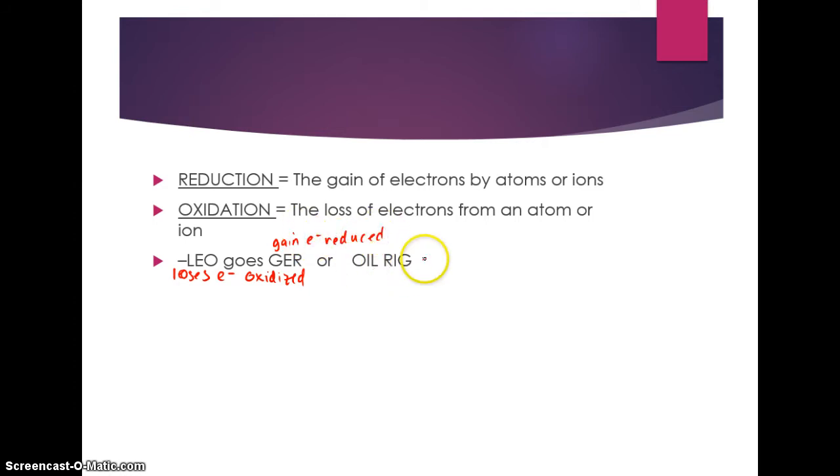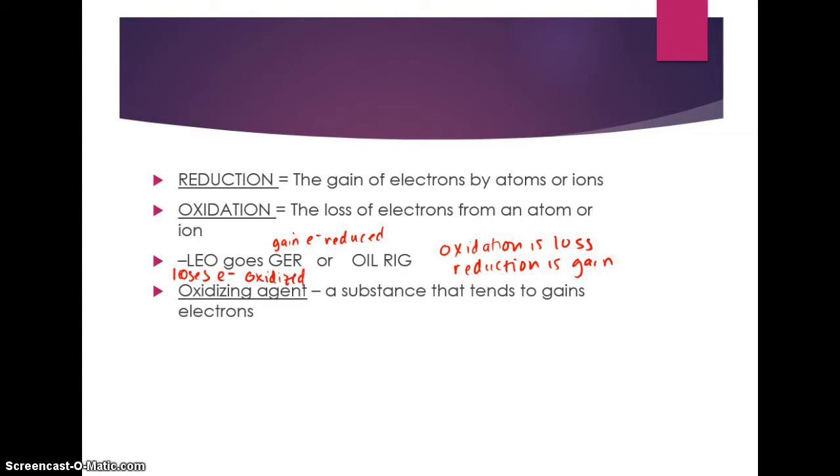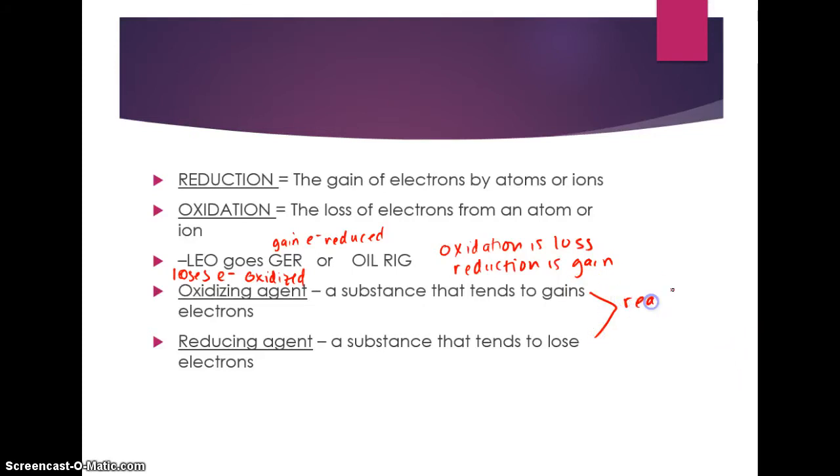Or we can say OIL RIG. Oxidation is loss. Reduction is gain. So whichever one you choose, LEO the lion or OIL RIG. Your oxidizing agent is the substance that tends to gain electrons. Your reducing agent is the substance that tends to lose electrons. Your oxidizing and reducing agents will always be in your reactants. And these will always refer to what is in our products.